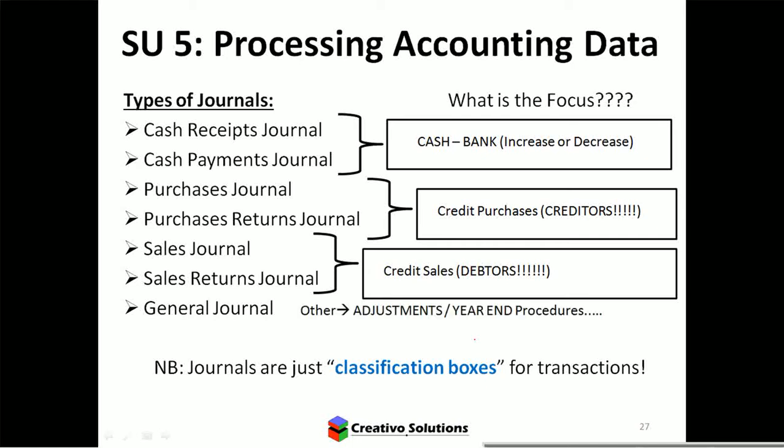General journal, other adjustments. There's still one more there before you turn over. General journal, what is it for? Other. Okay, and we are going to be processing adjustments. Remember we spoke about prepaid, accrued, some of those? We're going to see them again, and you get lots of marks for recording those adjustments.